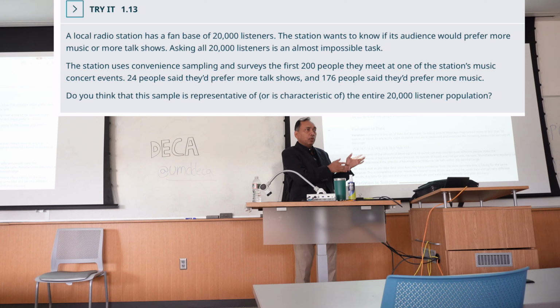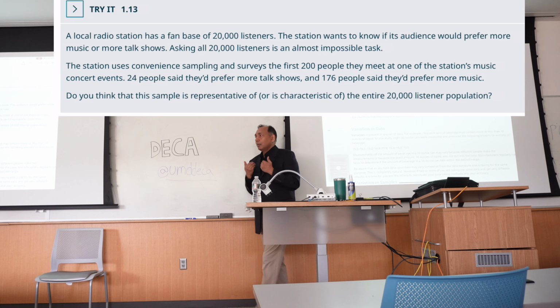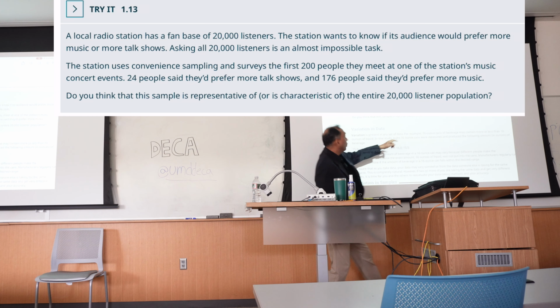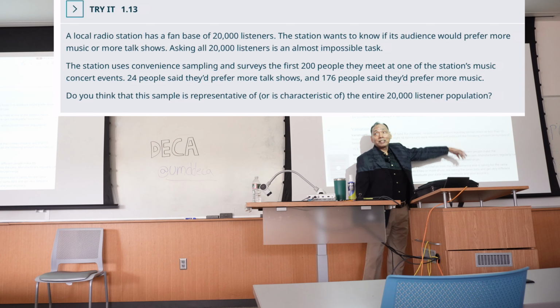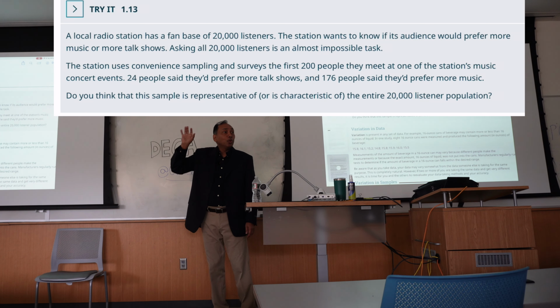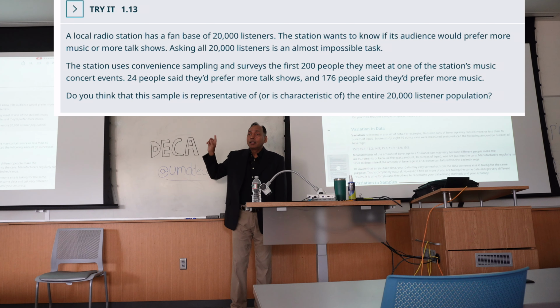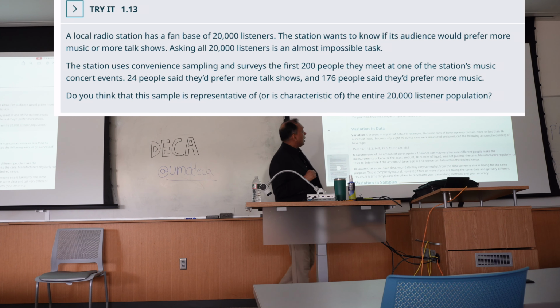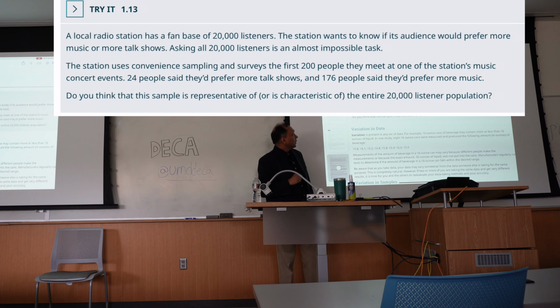Okay, so they only went to one location where there is a concert, and also that is a music concert, right? Yeah. So there could be some bias because of that, right? Yeah. Because obviously music lovers will go to a music concert. So you should not be surprised that more people out of 200, 176, prefer music. But remember, that's only 200, as you correctly pointed out. There are still, how much is 20,000 minus 200? So that is 19,800.